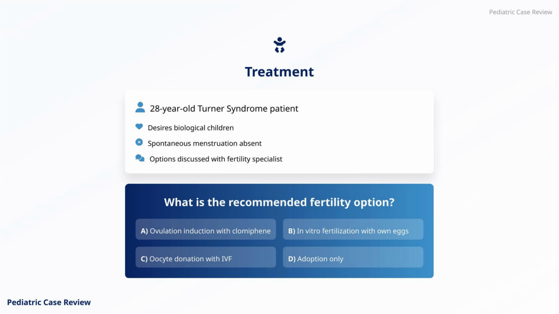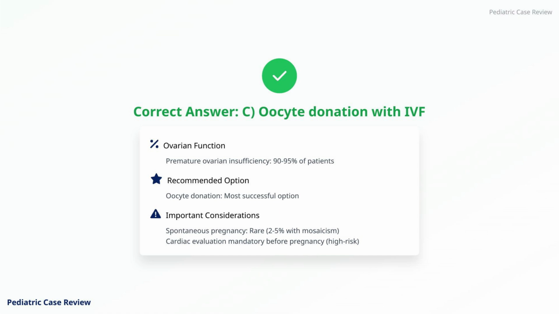Option A, ovulation induction with clomiphene. Option B, in vitro fertilization with own eggs. Option C, oocyte donation with in vitro fertilization. Option D, adoption only. The correct answer is C, oocyte donation with in vitro fertilization is the most successful option.